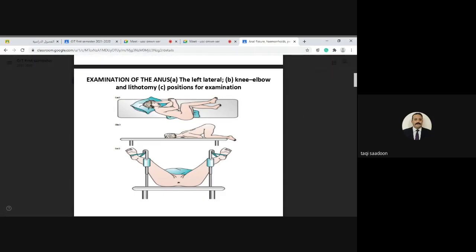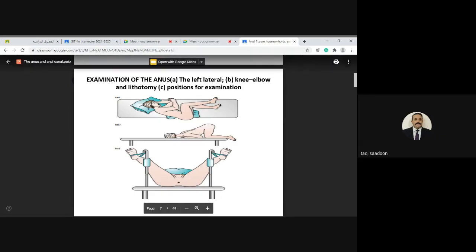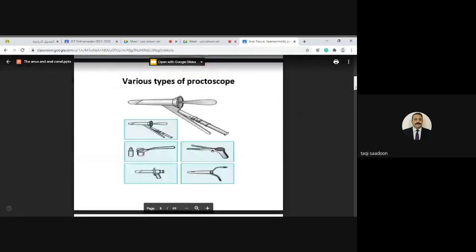This is for male patients could be, and also the lithotomy position. And also we have other positions, dorsal position. So these are the positions for examination. And this is what we call the proctoscope for visualization of the anal canal.